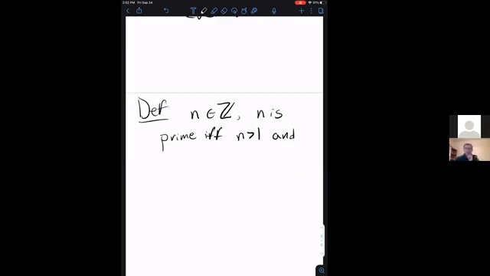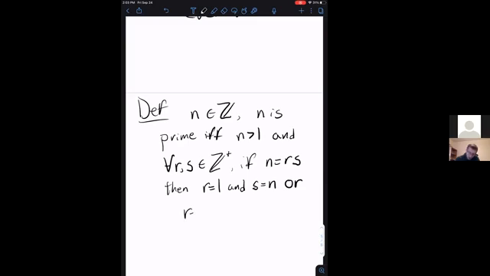Okay, I'm going to write it in symbols, but we'll figure it out. For all r and s in the positive integers, if n equals r times s, then r equals 1 and s equals n, or r equals n and s equals 1. So this is the formal definition of a prime number, right? With all of our fancy symbols and everything.